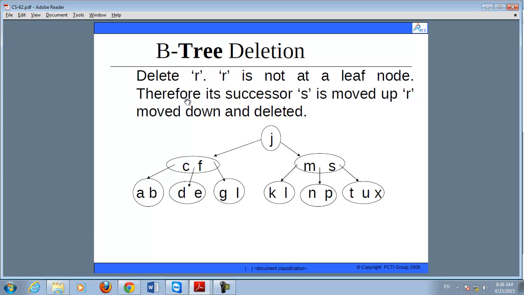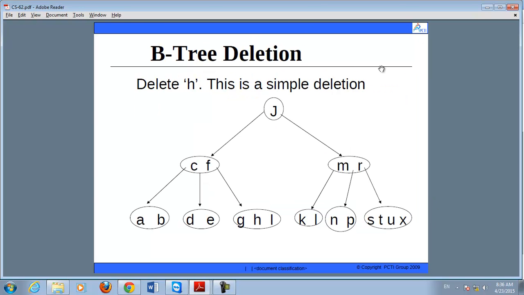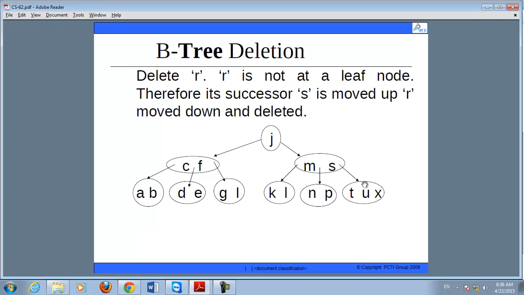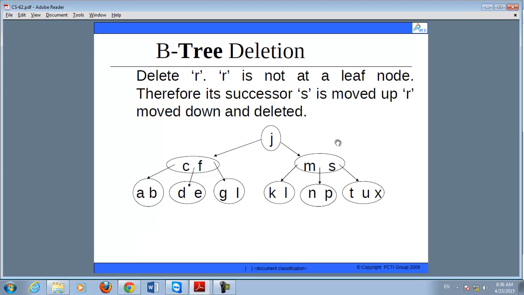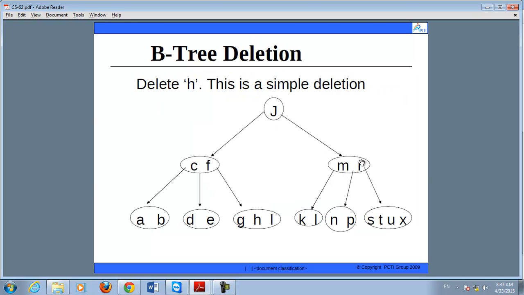And if you want to delete R, R is not at the leaf node. Here R is present, but R is not at the leaf node. Therefore, its successor, that is S, will replace the R, and then you delete the value S. This is the B tree deletion.